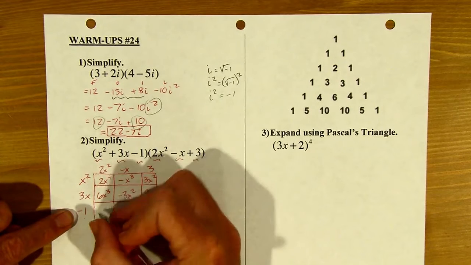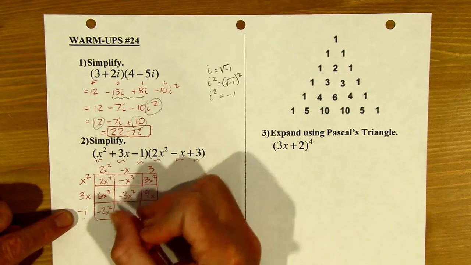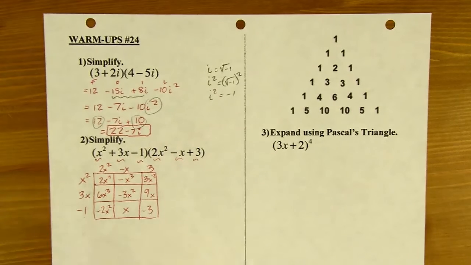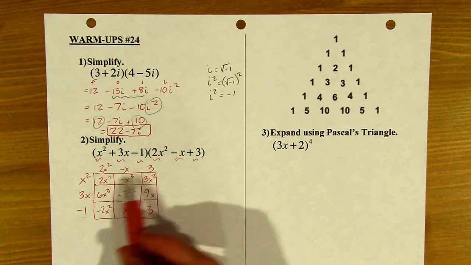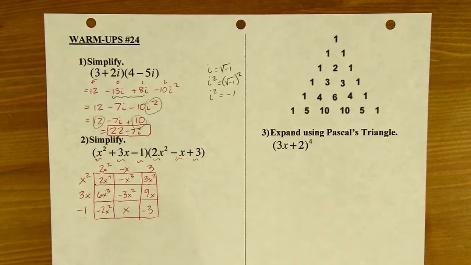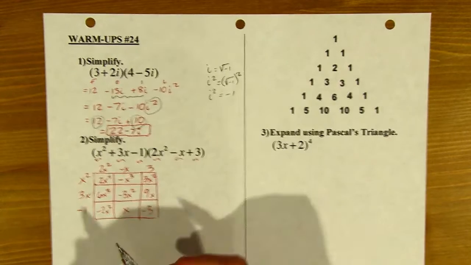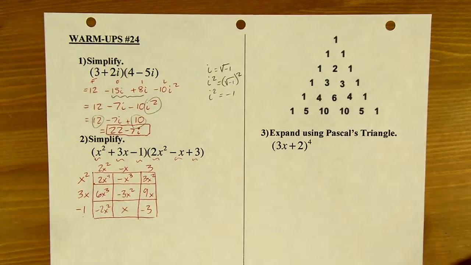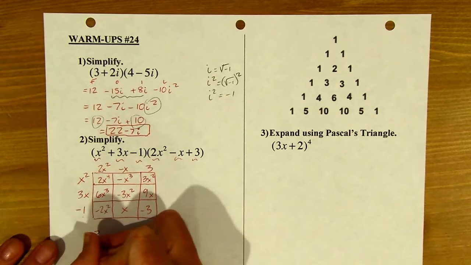And then negative 1 times 2x is negative 2x squared. Negative 1 times negative x. Negative 1 times 3. Okay, so I've got that chart filled out. And now if I add together the contents of all the boxes, that is going to be the product here. Okay, so let's start doing that. And I'm going to combine these like terms as I go. Okay, so 2x to the fourth is the highest degree term in there. So I'm going to write that first.